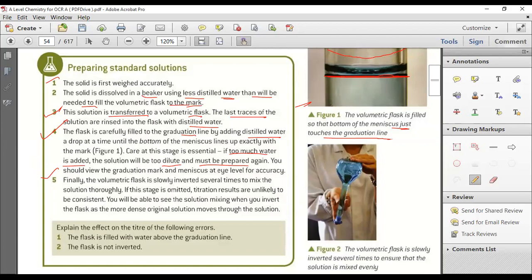If you omit this stage, titration results are likely to be inconsistent, and you will see a solution mixing when you invert the flask as the more dense original solution moves through the solution. So you can clearly see whether the solution is mixing or not. Fine? Clear? So this is also necessary. Now this is the way to prepare the standard solution.